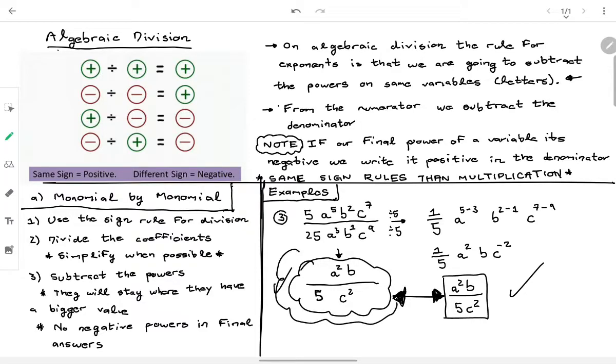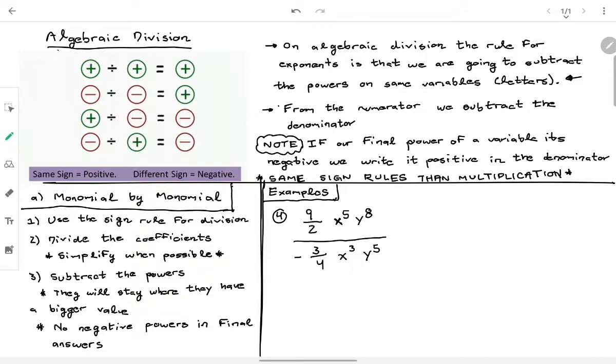Let's see another example. So let's see this one. What happens when we have fractions? It's the same process. We don't need to make an extra step. The first one is we need to look at the sign rule. In this case, positive divided by negative, it's going to be a negative one. Then we need to do the division. In this case, we need to divide 9 halves divided by 3/4.